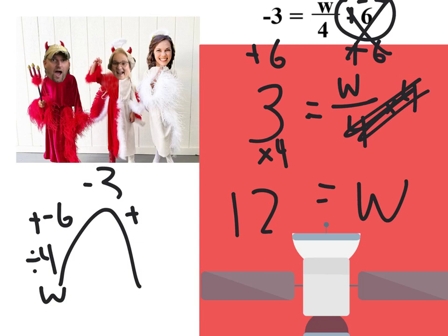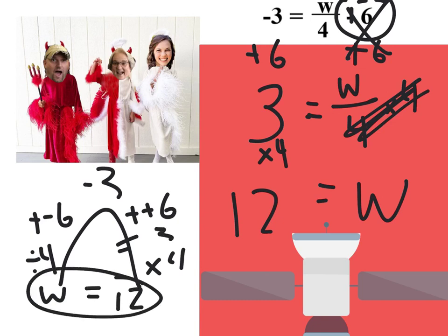So I'm just going to change one of them. I'll change it to plus positive 6. And then what's the opposite of divide by 4? Times 4. Make sure you hit equals. Negative 3 plus 6. Well, they have different signs. We subtract. Sign of larger, we get 3. And then 3 times 4 is 12.